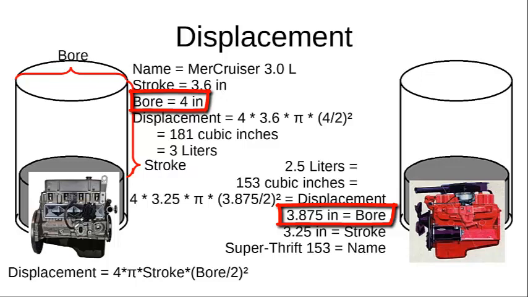If you put the Super-Thrift 3.875 inch piston, by the way, that's not the official size, it's a little bit smaller, but still, if you try putting it in the MerCruiser, you're going to have a lot of blow-by. It's going to be loose. So the pistons don't fit. We know that for a fact.